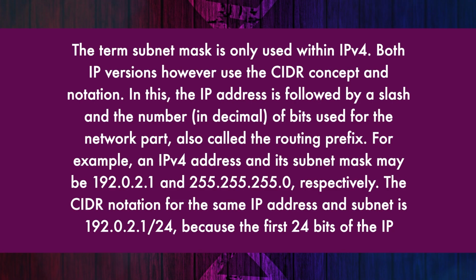In this, the IP address is followed by a slash and the number in decimal, and these number of bits are used for the network part, also called the routing prefix. For example, an IPv4 address and its subnet mask may be 192.0.2.1 and 255.255.255.0 respectively. The CIDR notation for the same IP address and subnet is 192.0.2.1/24 because the first 24 bits of the IP address indicate the network and the subnet.